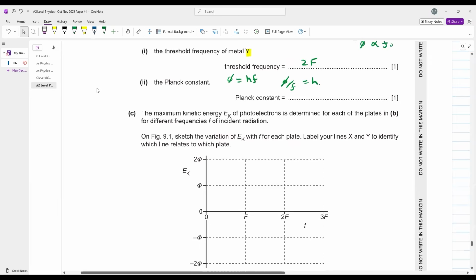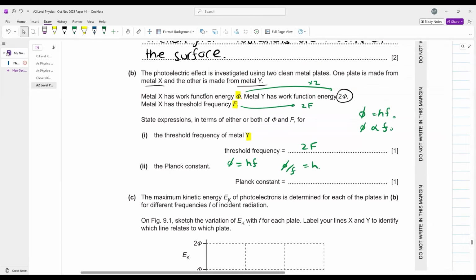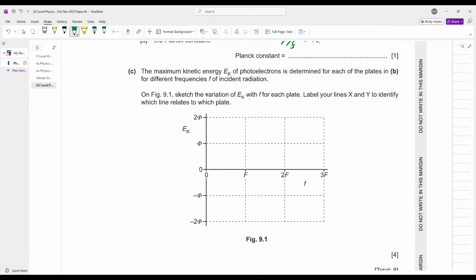The maximum kinetic energy of photoelectrons is determined for each of the plates for different frequencies of incident radiation. On figure 9.1, sketch the variation of kinetic energy with frequency of each plate. Label your line X and Y to clearly identify. First of all, X का कर लेते हैं. X has a threshold frequency of what? Capital F. So your kinetic energy at a frequency of capital F will be 0.